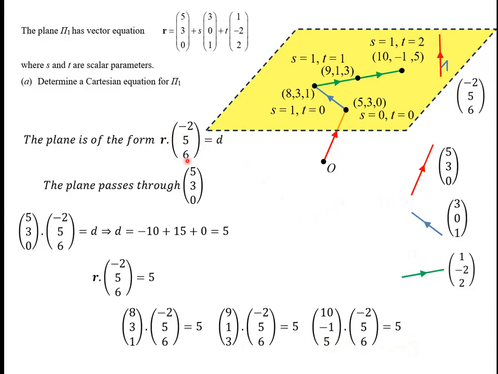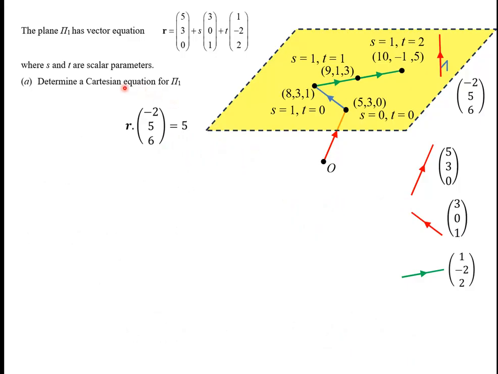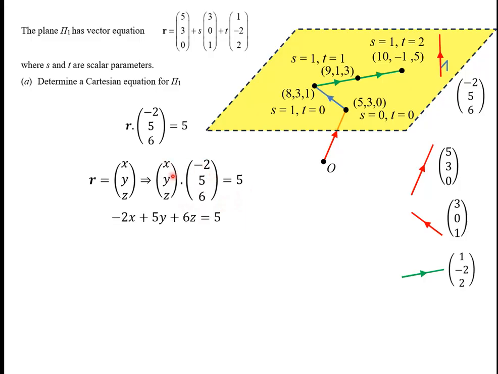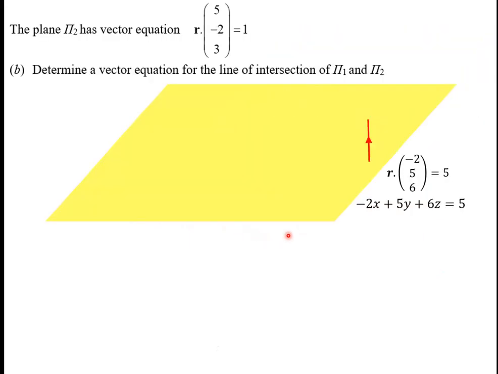So this is my r dot n form equation of the plane. But I want the Cartesian form, the x, y, z form. But the r is just the coordinates of the position vector, so I can put (x, y, z) as the r, and then I'll do the dot product with the perpendicular vector, put equal to 5, and I get minus 2x plus 5y plus 6z is equal to 5, and that's the Cartesian equation of the plane.